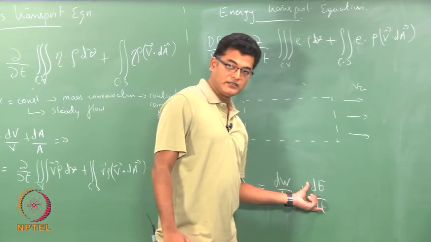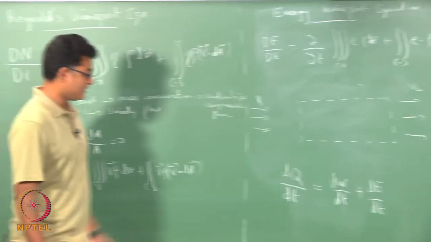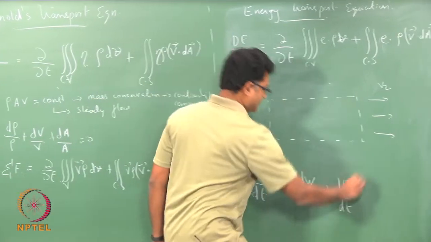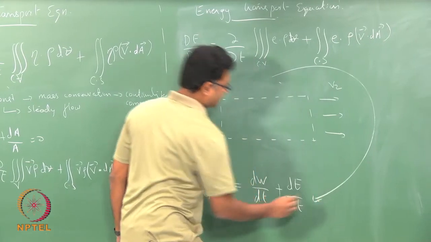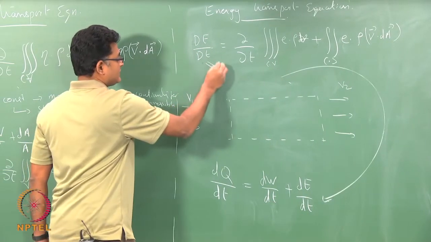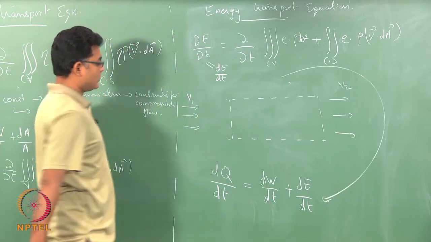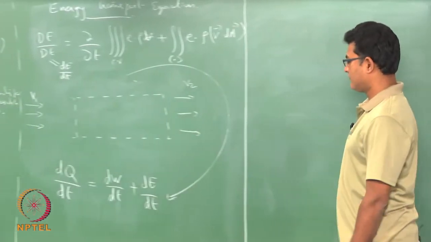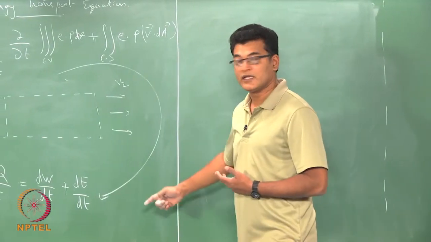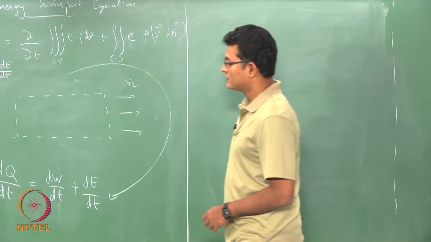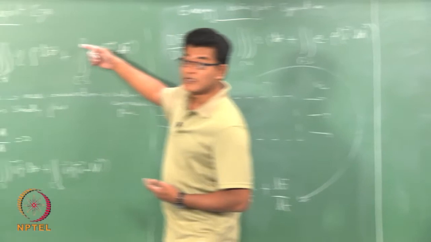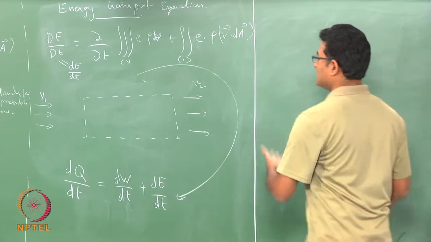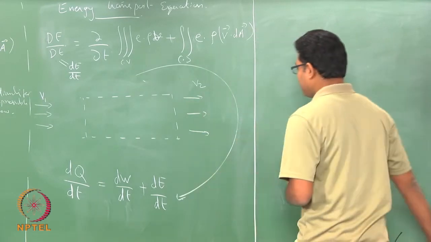This dE by dt we will get from the Reynolds transport equation. This is again a material derivative. So we substitute this here, both are material derivatives. So, your energy equation comes from clubbing the Reynolds transport equation and the second law of thermodynamics. The momentum equation is clubbing the Reynolds transport equation and Newton's laws of motion. Here it is clubbing the Reynolds transport equation with the second law of thermodynamics.